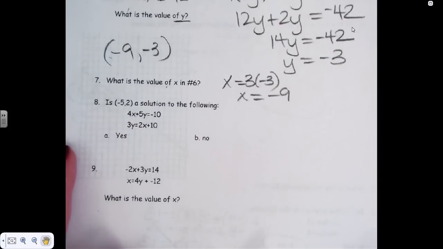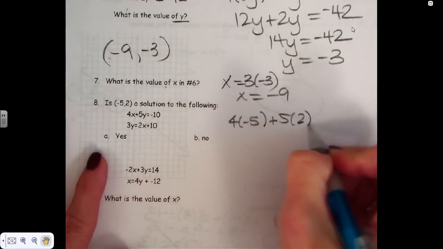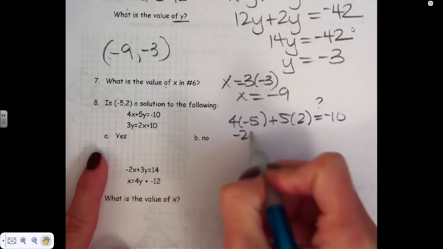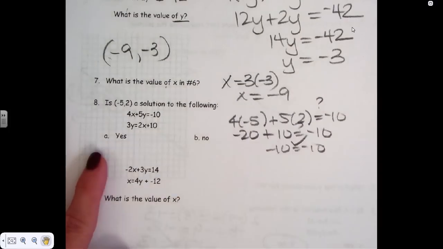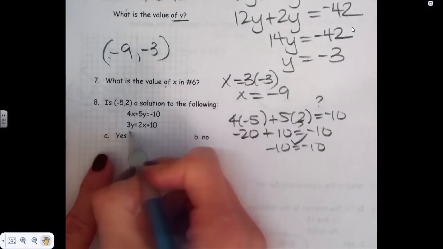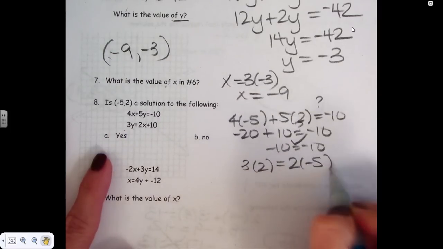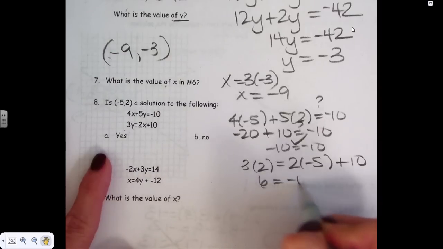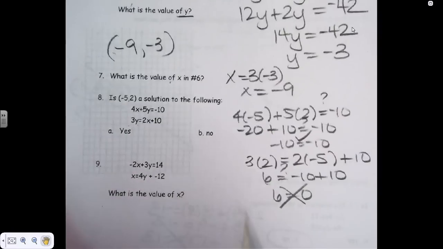Number 8, another question like the front page. Is negative 5, 2 a solution to the system? So plug it in. 4 times negative 5 plus 5 times 2 has to equal negative 10. So negative 20 plus 10, and yes, this does work. But I'm not finished. I need to go back and check to see if it fits the second one. Be careful, 3 times y has to equal 2 times negative 5 plus 10. And we know 6 does not equal 0, therefore it is not a solution.